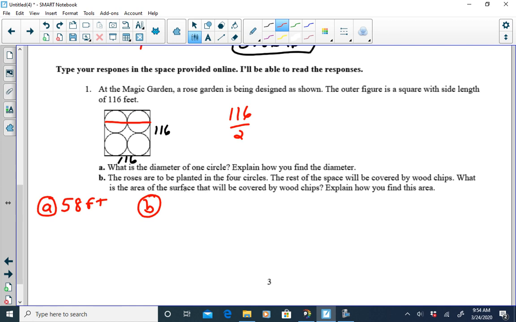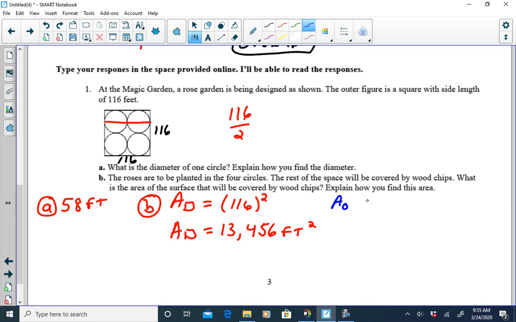Okay, well, similar to some of the problems we've done, we first have to find the area of the square, which is going to be equal to 116 times 116, or 116 squared. So 116 times 116, that's going to give us the area of the square. It's going to be equal to 13,456. Those are square feet. Okay, that's step 1. But then we need the area of the circles, right?